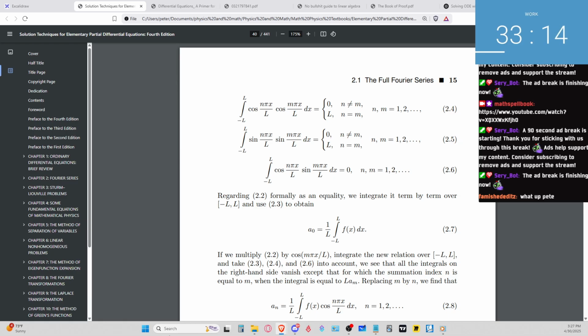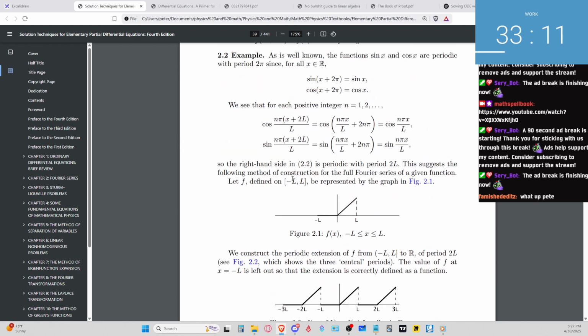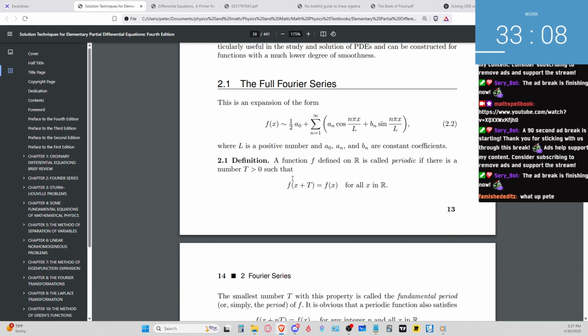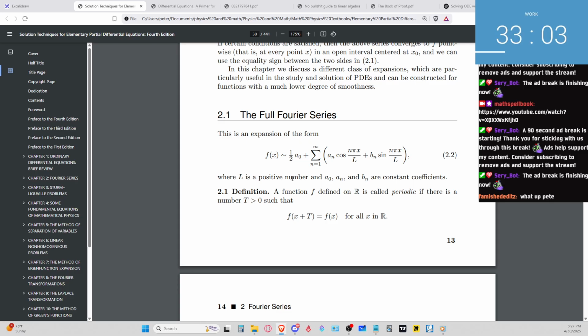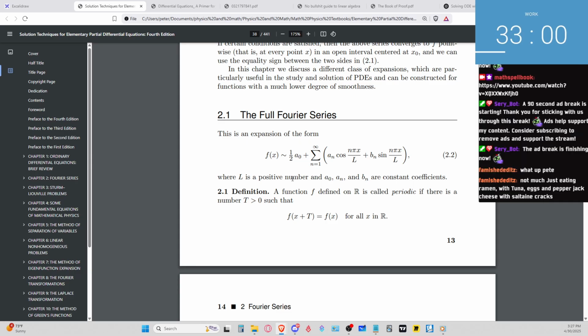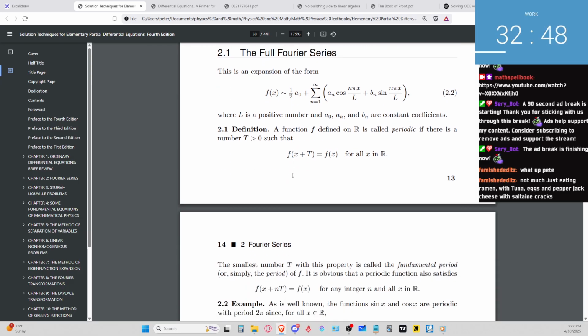Sorry. I don't know why I'm yawning a lot. I think it might be me looking at the math book. Not much, just eating ramen with tuna, eggs. Oh, that sounds delicious actually. You're making me think about how it's been a long time since I had macaroni and cheese. I can have ramen like once a week, but I haven't had macaroni and cheese in a long time.